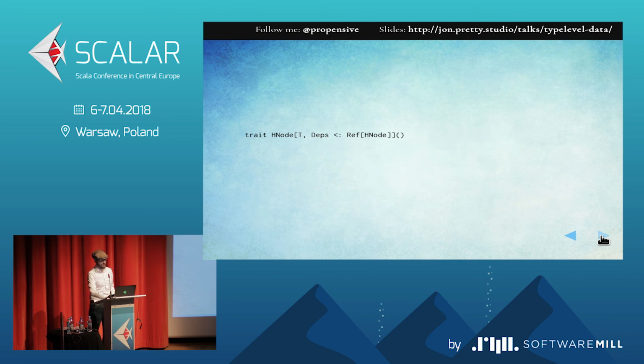This is going to be an intersection type. Maybe it wants to be contravariant again. Let's not worry about that too much. This is something new, Ref of HNode. We want some sort of way of representing a reference.